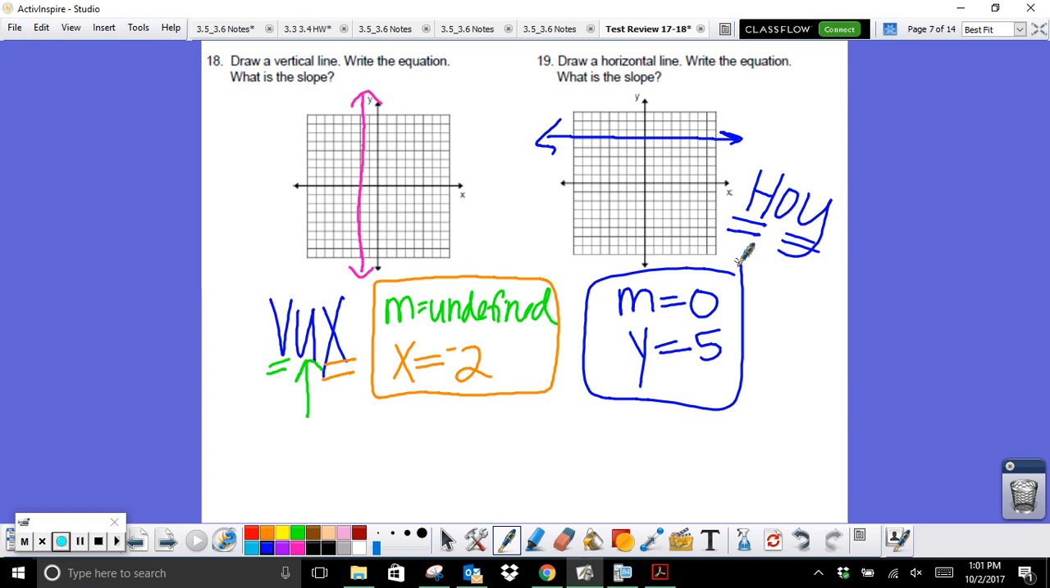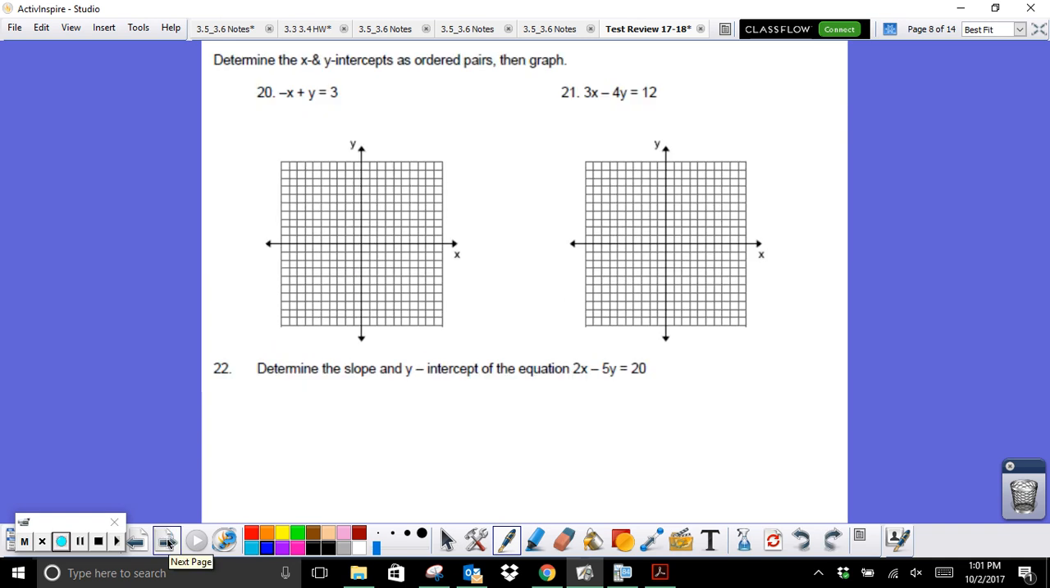So here we go. My slope is 0. My equation is y equals 5. Number 20, determine the x and y intercepts as ordered pairs, then graph.